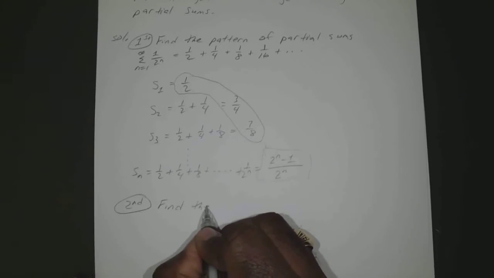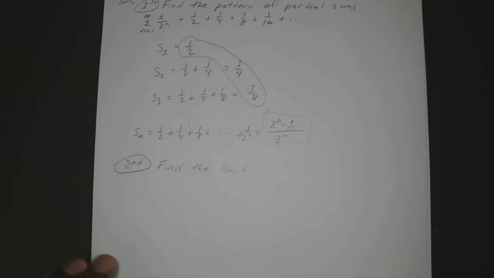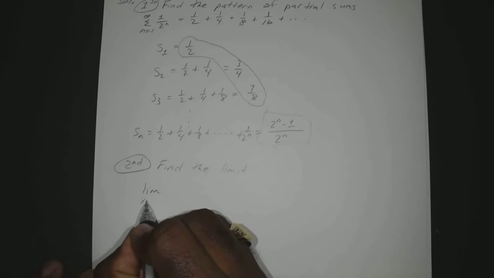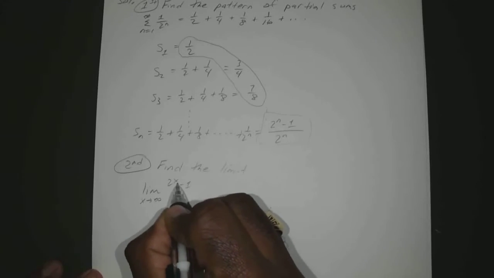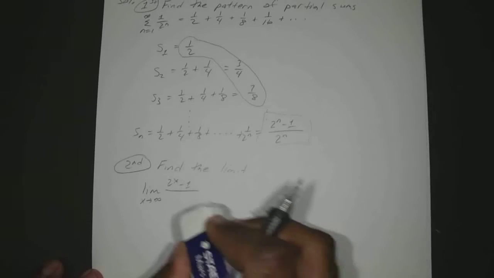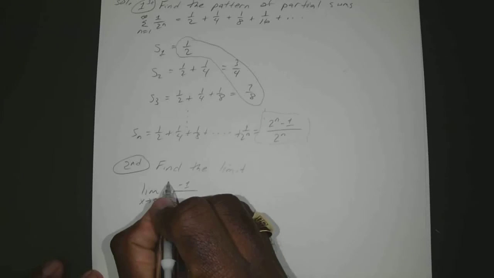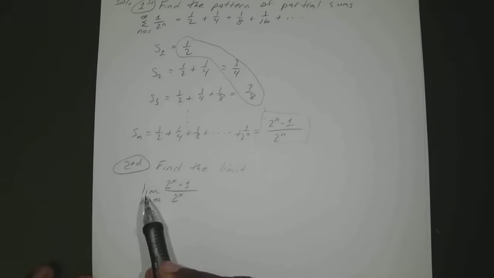So we find the limit. Okay, so that means we have the limit. You can use x or n or whatever you like. So as x approaches infinity of 2 to the x minus 1 over 2 to the x. Like I said, if you want to use n, that's perfectly fine too.